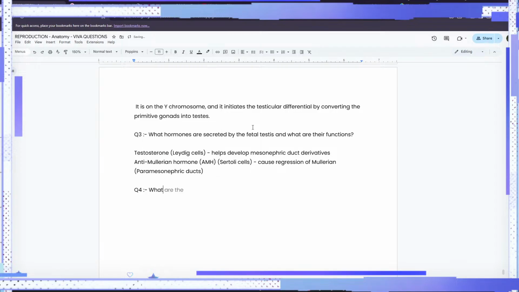Question number four. Steady we go. Describe the descent of the testis. Of course, mate. Describe the descent of the testis.